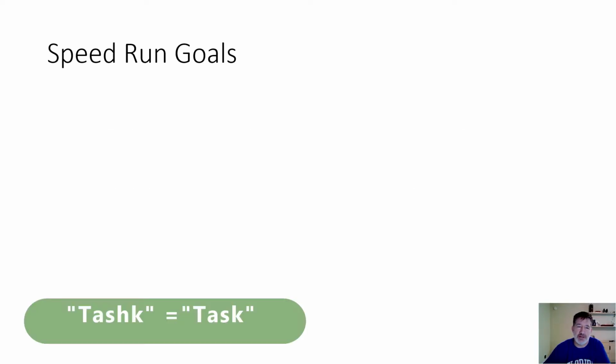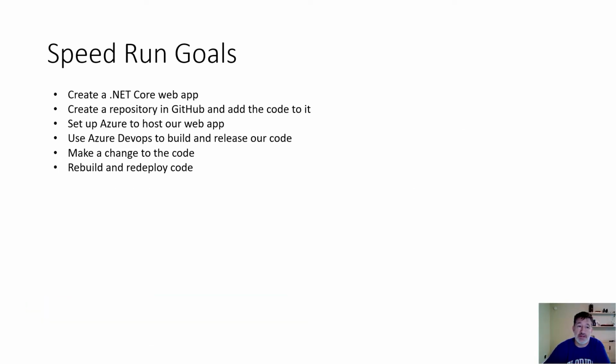The task I'm trying to complete is to create a .NET Core web app, put that into a repository, set up Azure to host that, then use Azure DevOps to build and release that code. Then go back and make changes to that code, put it back in the repository, rebuild it, and redeploy it. And I plan to do that in under 13 minutes.